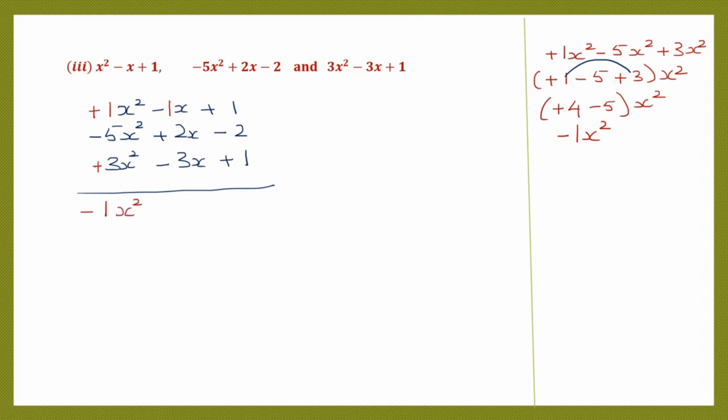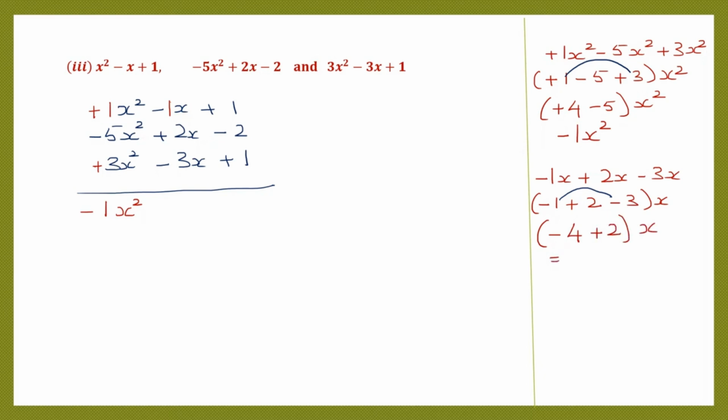Now let's take the x column. Minus 1x plus 2x minus 3x. Okay, minus 1 plus 2 minus 3x. Take the numbers with the same sign, minus 1 and minus 3. When signs are the same, put the same sign, minus, and add. 3 plus 1 is 4, minus 4x, plus 2x.